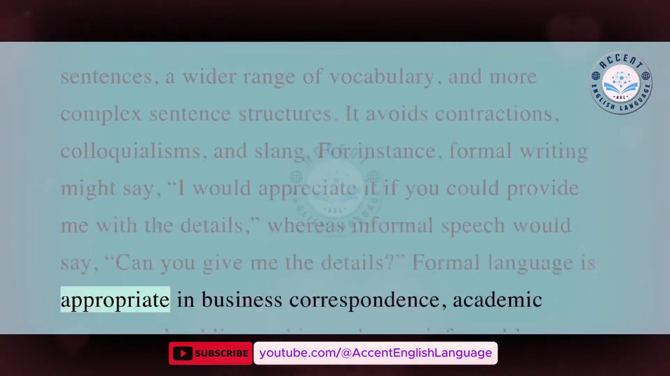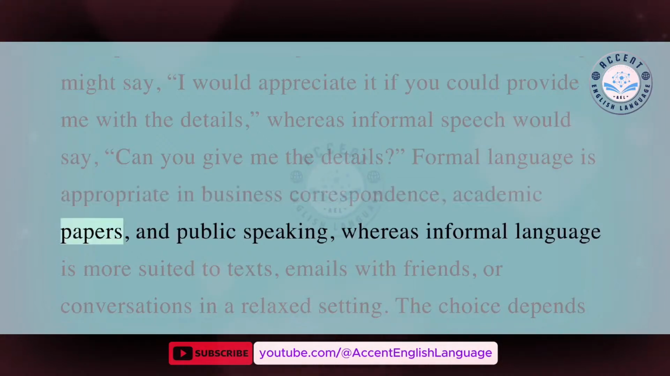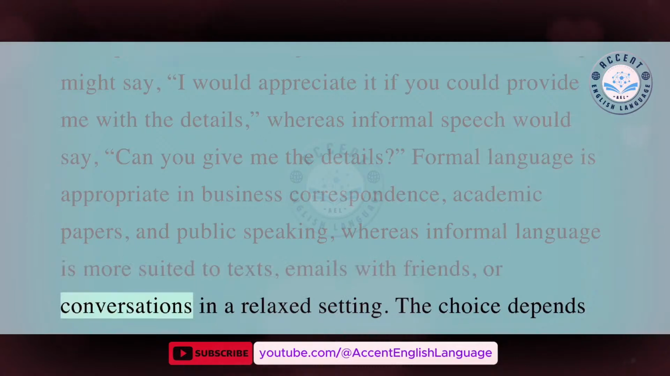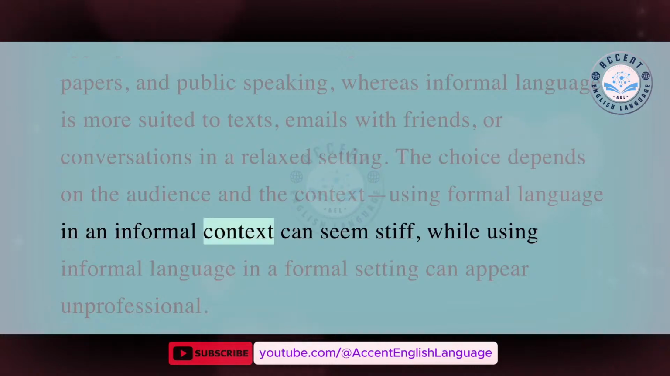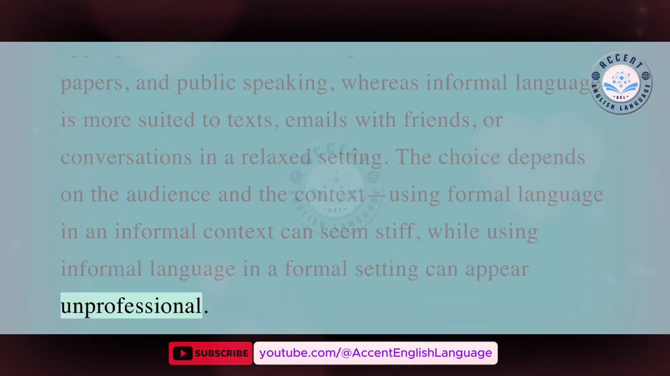Formal language is appropriate in business correspondence, academic papers, and public speaking, whereas informal language is more suited to texts, emails with friends, or conversations in a relaxed setting. The choice depends on the audience and the context. Using formal language in an informal context can seem stiff, while using informal language in a formal setting can appear unprofessional.